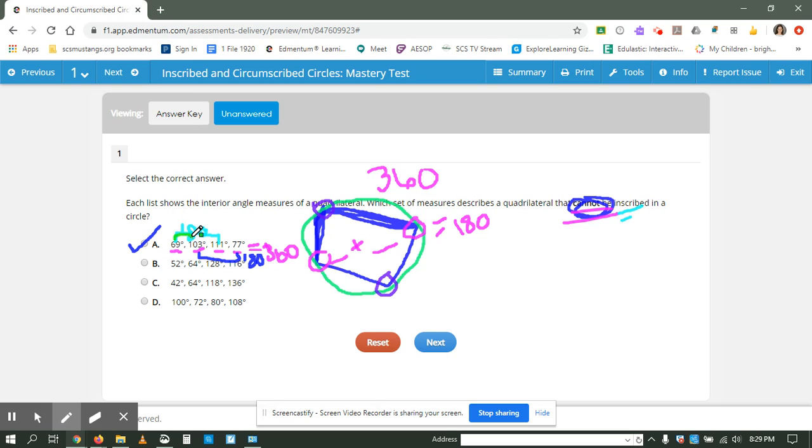Like if I had chosen to match up 69 plus 103, match up those two angles together, those add up to be 172. I'm not going to automatically stop and say, hey, this is one that cannot work. I would have gone ahead and double checked it with the 111 to see if I had picked incorrectly. So keep that in mind when you do this one.